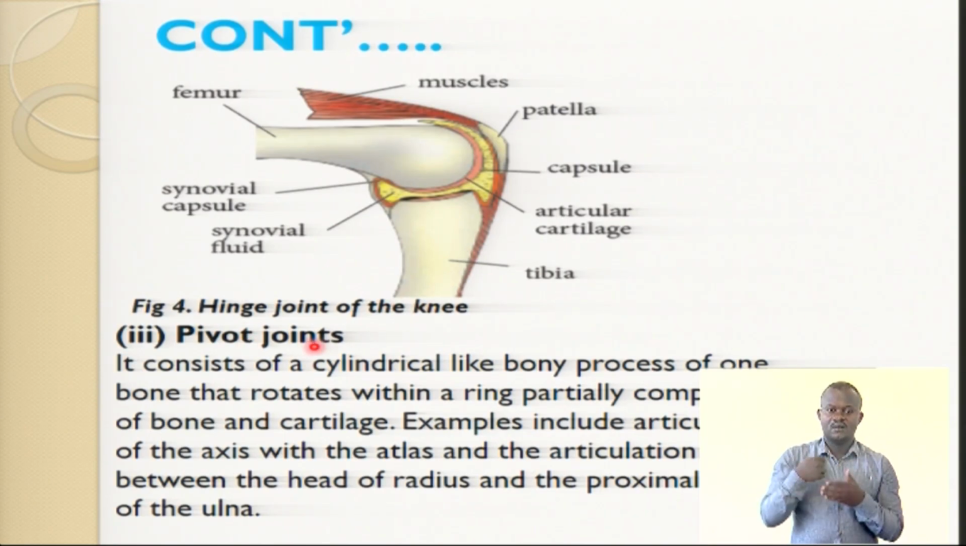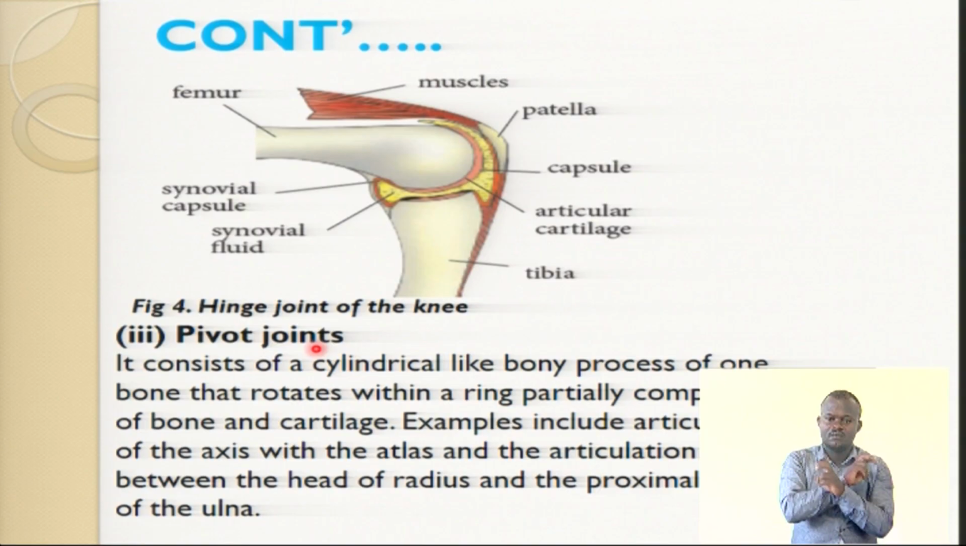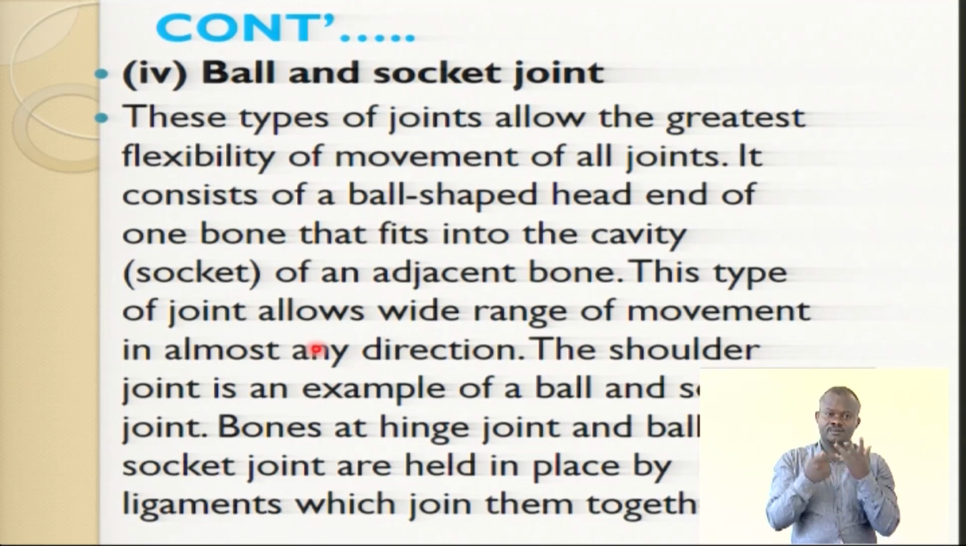We talk about the pivot joints. It consists of a cylindrical-like bone process of one bone that rotates within a ring, particularly one partially composed of bones and even cartilages. Examples include the articulation of the axis within the atlas, and the articulation between the head of the radius and the proximal end of the ulna. So these are the things I'm talking about.